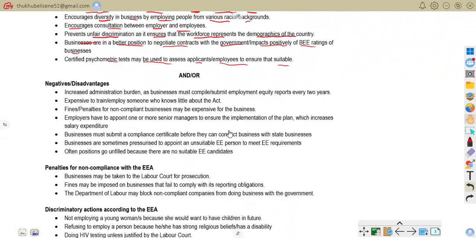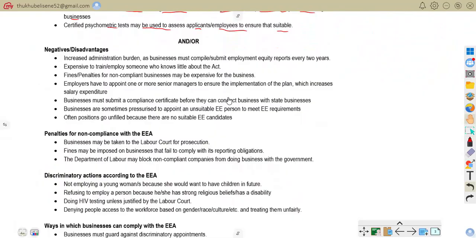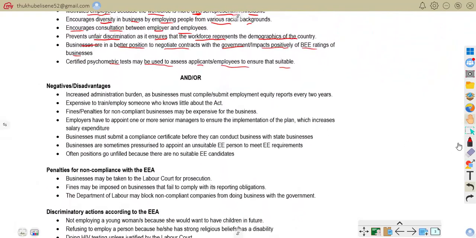So now let us move on to the disadvantages or negatives of the Employment Equity Act. So the first one says increased administration burden as business must compile and submit employment equity reports every 2 years. So it means business must complete a lot of paperwork.